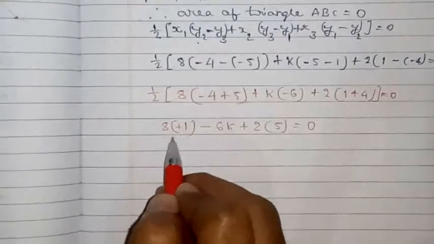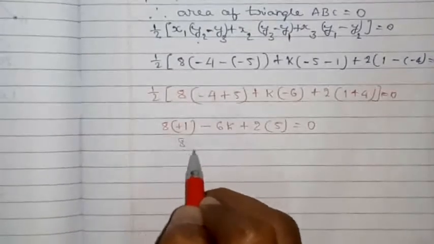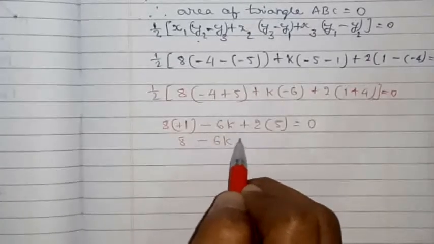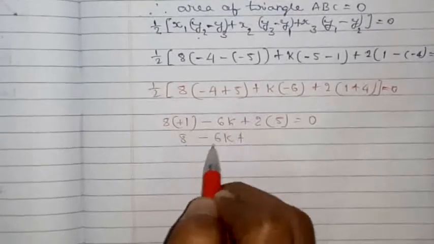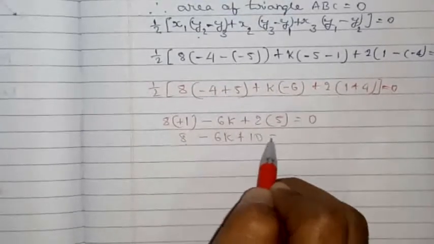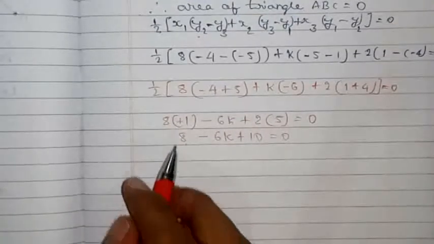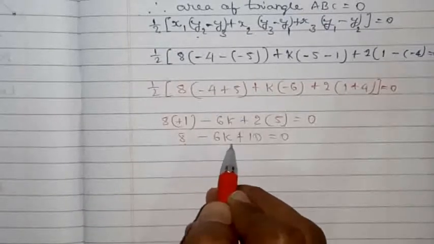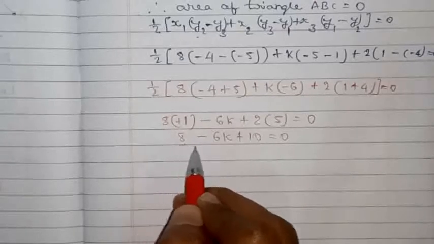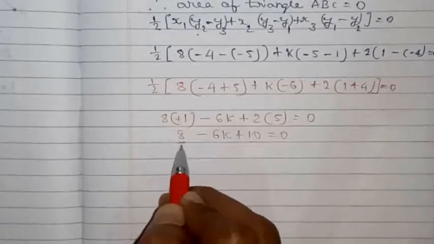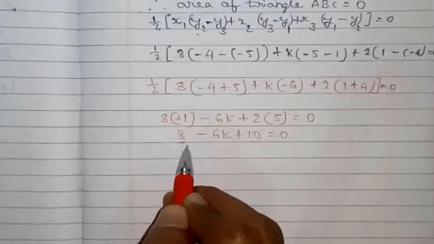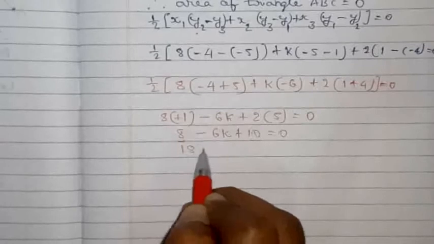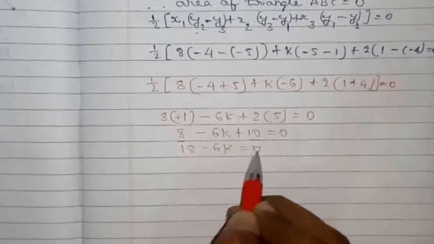Okay, now 8 minus 6k plus 10 is equals to 0. Okay children, now just observe here. Here only one variable is there. Here you are having constants, the numbers 8 and 10. So therefore plus is there, so therefore you need to add. So 10 plus 8 is 18. So therefore 18 minus 6k is equals to 0.